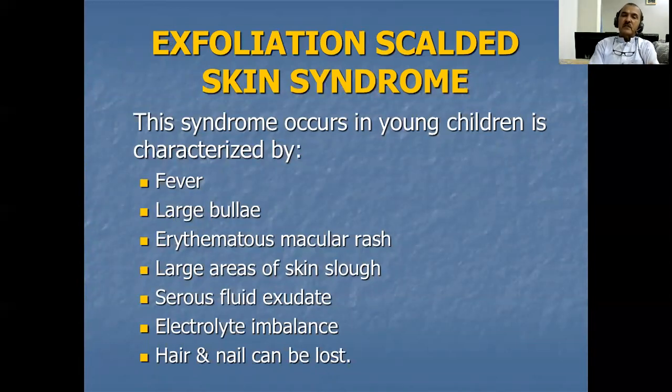This syndrome occurs in young children. The features are viva and MCQ type questions: fever, erythematous macular rash, large areas of skin peeling, serous fluid exudate, electrolyte imbalance, and hair and nail loss can occur.